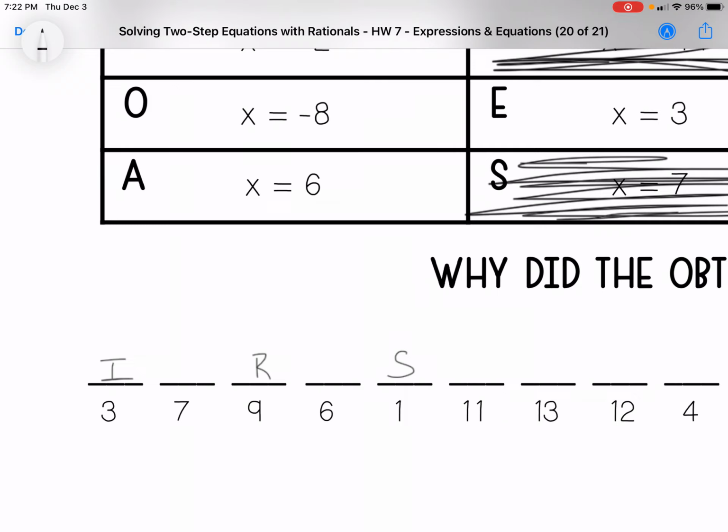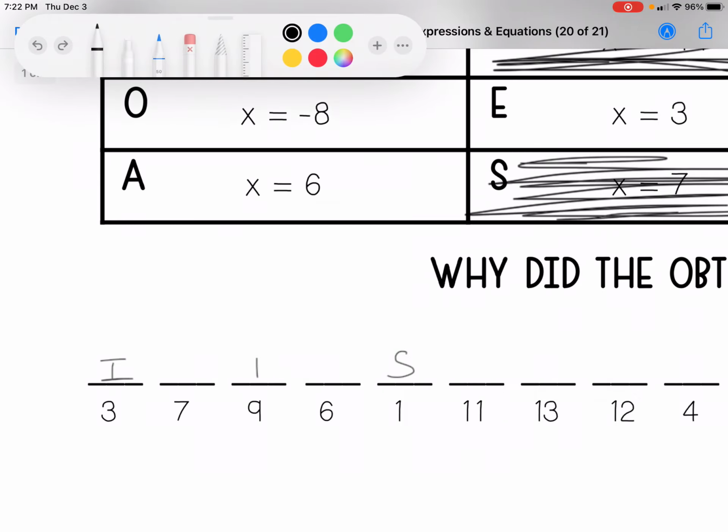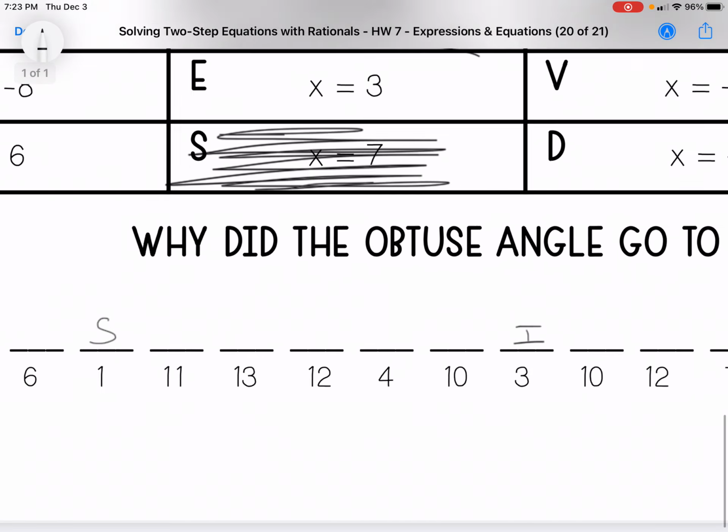I did that for number 9. What a doofus. Don't put that. It's supposed to be number 4. I'm putting R for number 4. There we go.